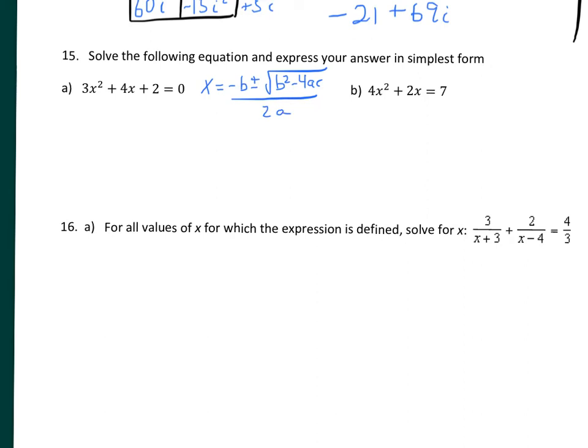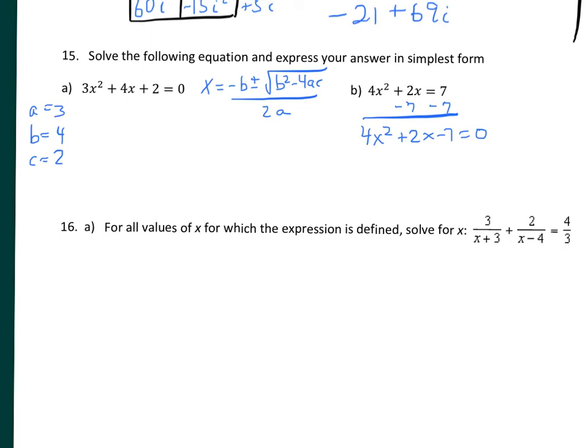You just have to make sure that everything is brought over to the same side. So I'm going to just do that for b right now. I'm going to get 4x squared plus 2x minus 7 equals 0. Then I can pick out my a, b, and c, and we're good from there. So the first example, a is 3, b is 4, c is 2. It's the coefficient in front of the term, the x squared, and so on, and not the x.